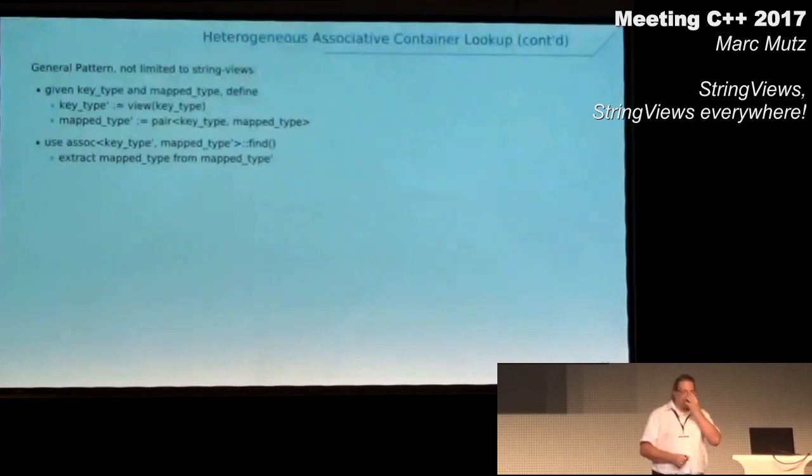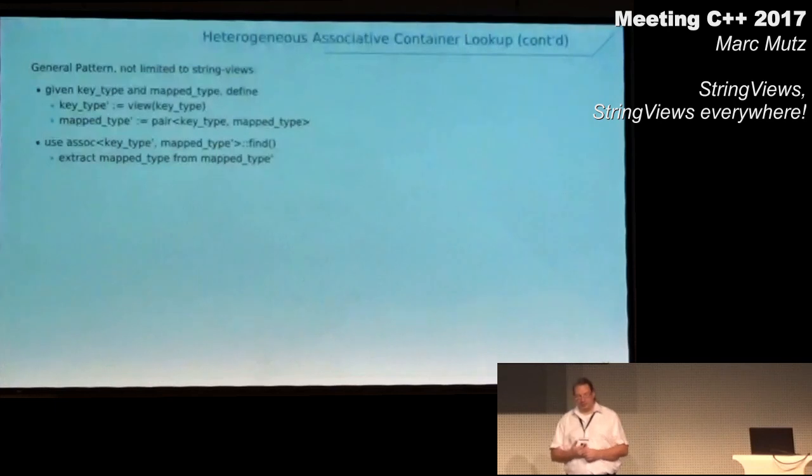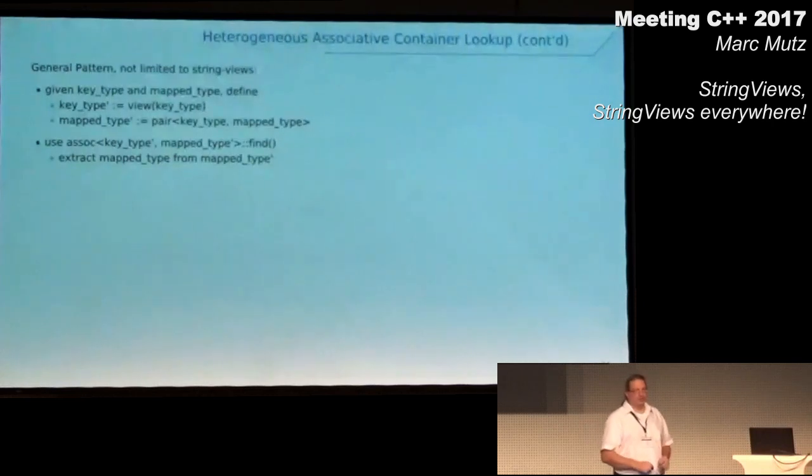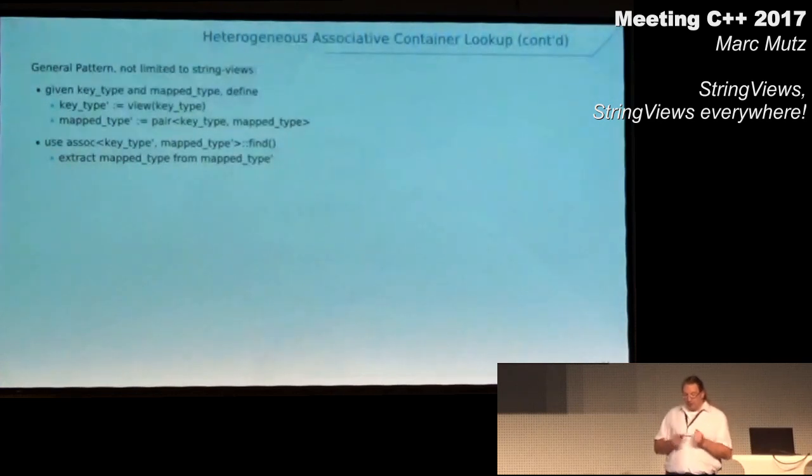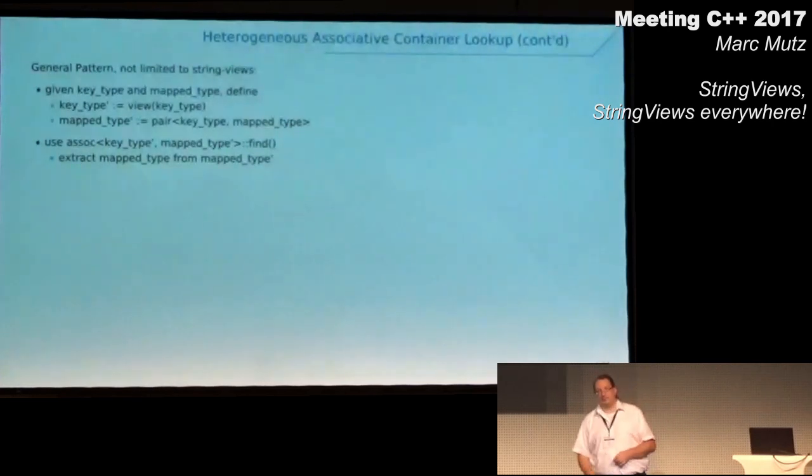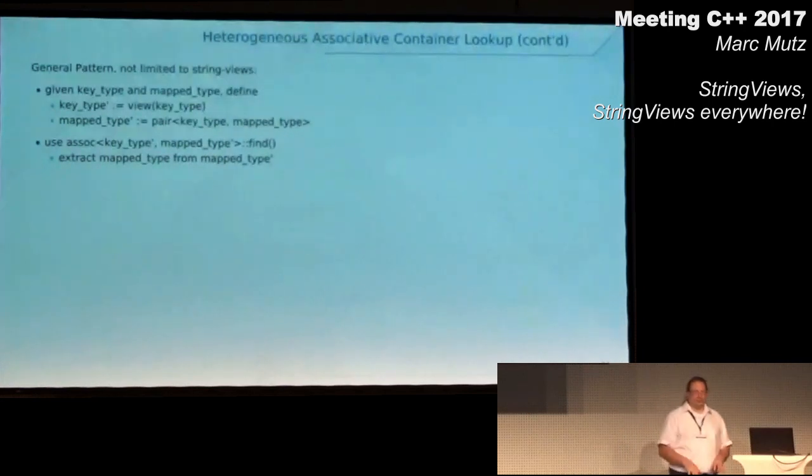And the map type becomes a pair of the original key type and the original mapped type. I'm not telling you you should use standard pair for this, even though a generic implementation of this pattern would probably have to use it, but better a struct. Standard pair is a monster, and you don't want that monster around in your code if you don't need to. And then you define the map, ordered map or unordered map, over key type prime and map type prime. And you can use find on it, and then extract the original mapped type from the map type prime that find returns you. Completely general pattern, use it or not. But this is what views enable.